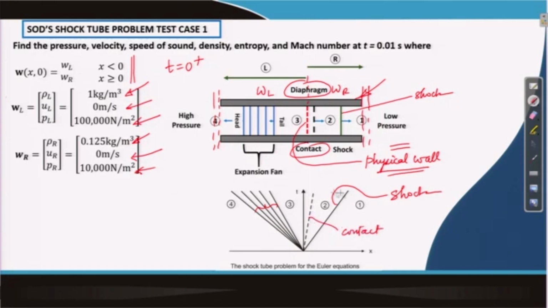So, you have the physical picture in the upper part of the diagram and the wave diagram in the x-t plane in the lower diagram to understand or explain what the shock tube is all about. And we will try to see very soon how pressure, velocity, speed of sound, density, entropy, Mach number, all these things would change over a very short time, given by t equal to 0.01 seconds after the diaphragm ruptures. So, we will discuss more about this in the next lecture. Thank you.